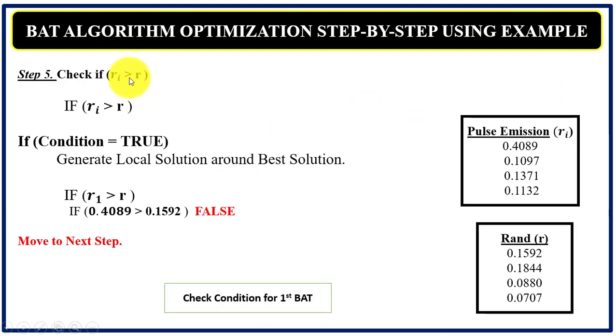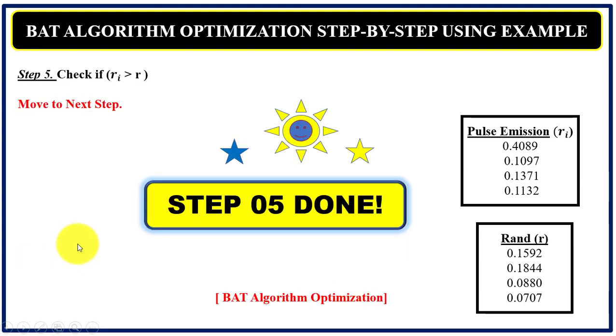Step 5. Now we will check whether the pulse rate is greater than the random value that we will choose or not. If this condition is true, then we will generate the local solution around the best solution. Else we will move to the next step. When the condition is not true, we will move to the next step. So you can see here the pulse rate for the first bat is 0.4089 and the random number I'm using here is 0.1592. The condition is false. So what we will do, we will move to the next step. So step 5 is done.